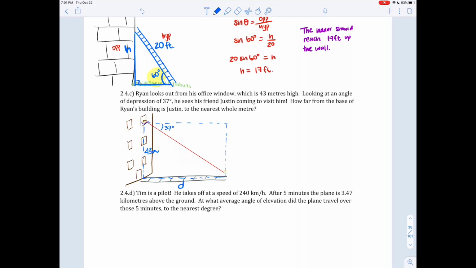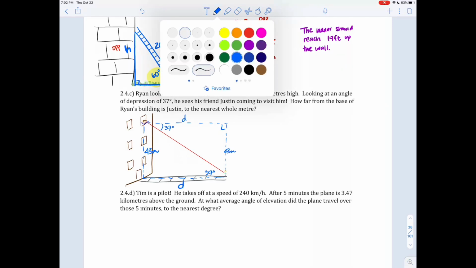Or we can note that if Ryan has to look down at 37 degrees, Justin has to look up at 37 degrees. So however you choose to see that will work. Because this is also 43 meters, and this is the same distance. We've got rectangles over here to go with our triangles. In any case, we can set this up and go for it.